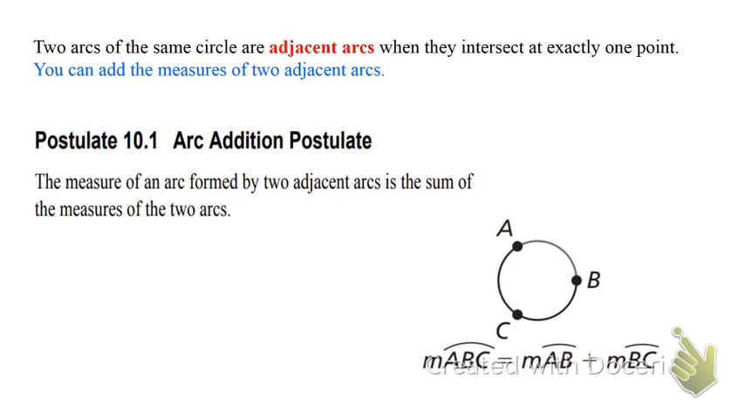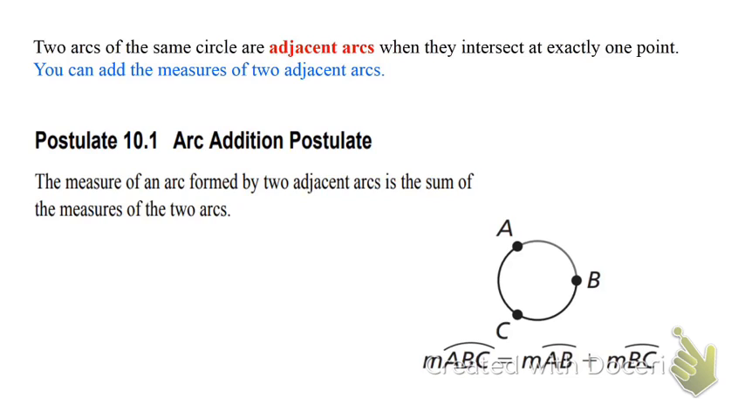So if two arcs in the same circle are adjacent arcs, that means they have to have a common point, right? They intersect at one point. Then you should be able to add the measures of these two adjacent arcs. This is really similar to what we did when we were adding adjacent angles. So now this postulate says that the measure of an arc formed by two adjacent arcs is the sum of the measure of the two arcs.